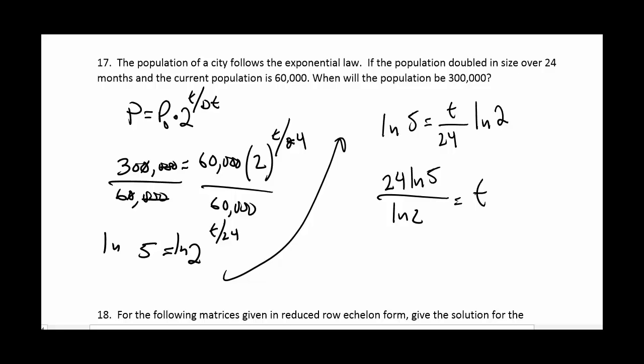So I'm going to go to a calculator and just type that in. So 24 ln of 5 divided by ln of 2. So I get 55.72. All right, so 73 actually rounds up to 3. So 55.73 months.